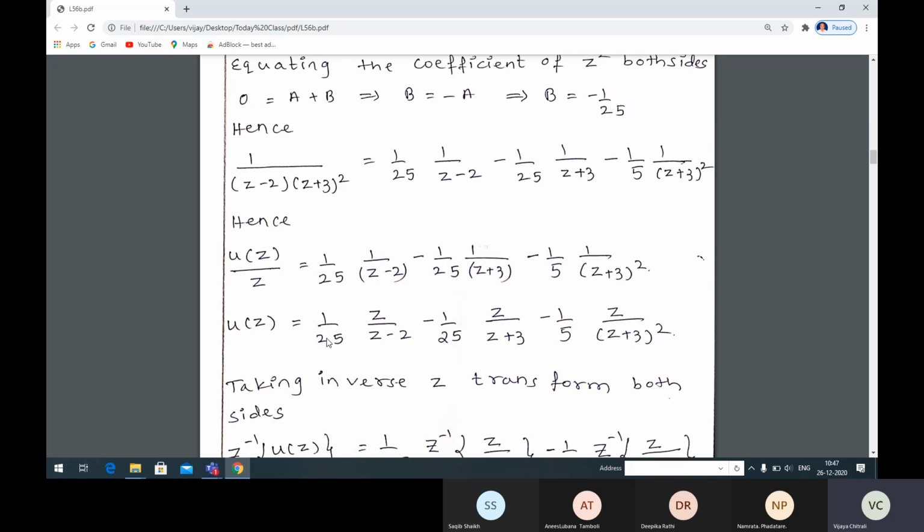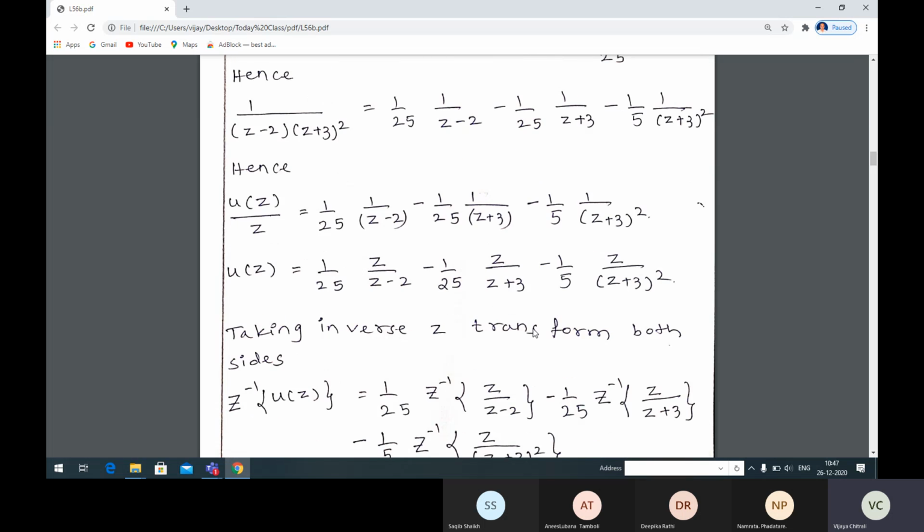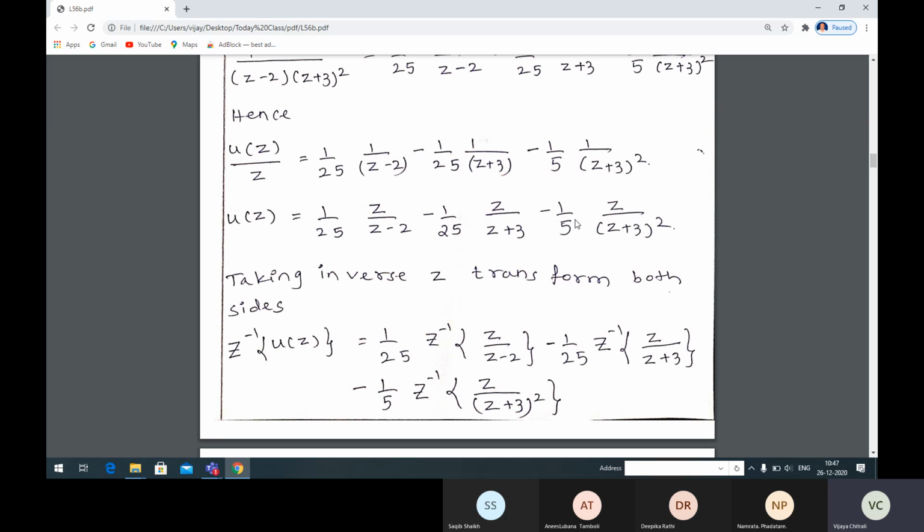So U(z) is equal to 1 upon 25. Take this z: it is in the denominator, so it comes to this side as numerator. So multiply each term by z. You will get z divided by z minus 2, so 1 upon 25 z divided by z minus 2, minus 1 upon 25 z divided by z plus 3, minus 1 by 5 z divided by (z+3)^2. Now take the inverse z transform on both sides.